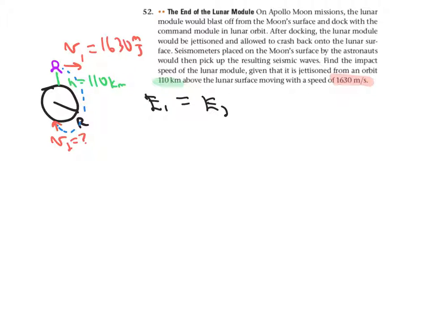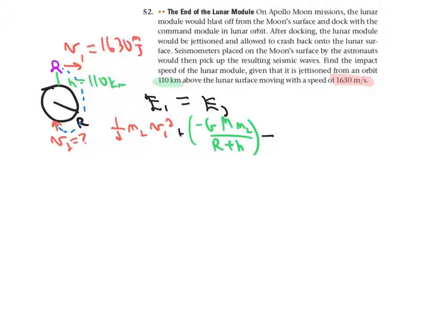When it's first jettisoned, it has a kinetic energy part, which is 1/2 the mass of the lunar module times the velocity it's moving squared. And it has a potential part, which is minus G times the mass of the moon times the mass of the lander over the distance to the center, which is clearly the radius of the moon plus however high it started.